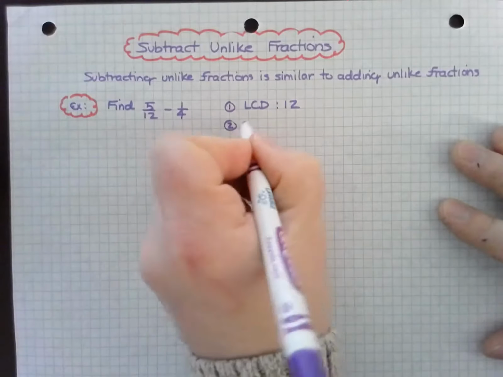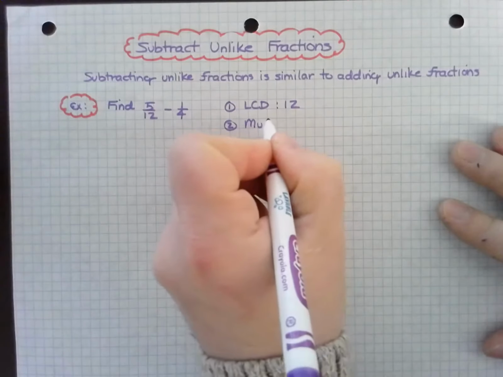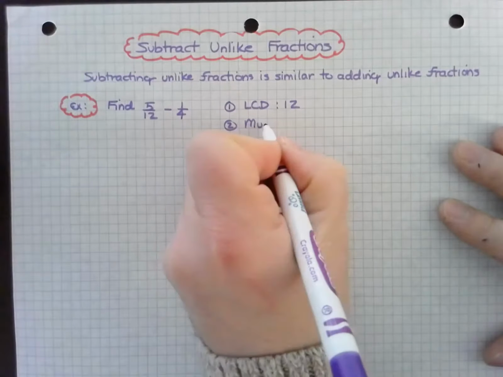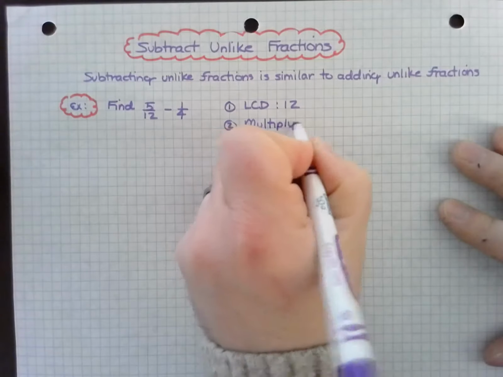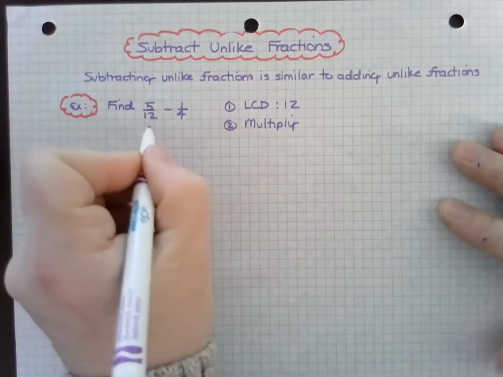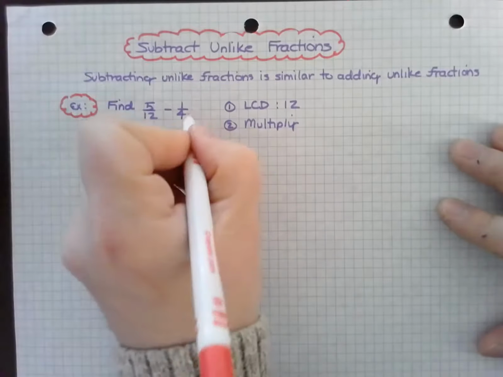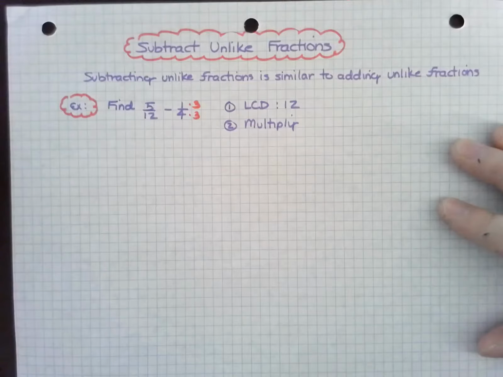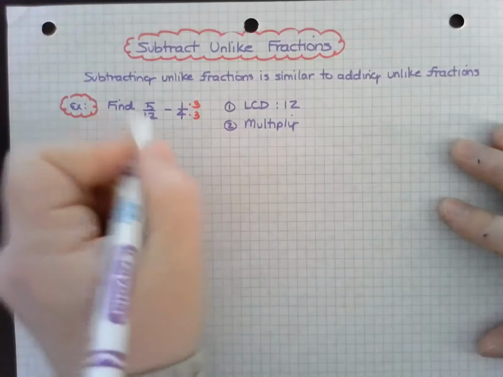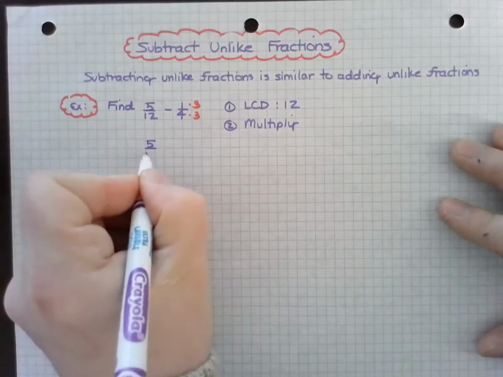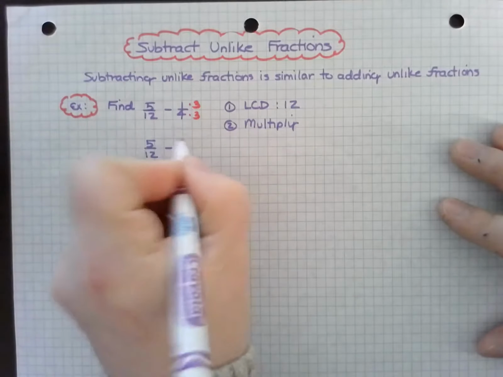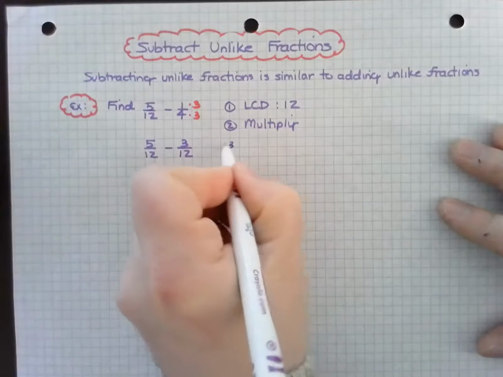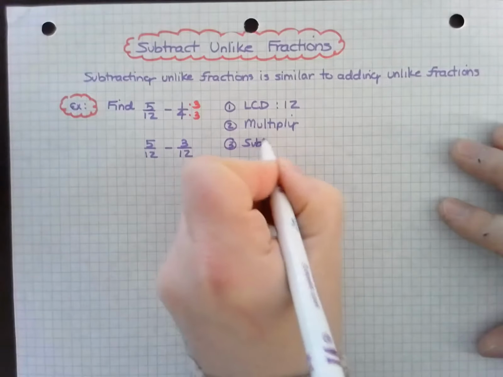The second step now is to multiply so you get the denominators to be the same least common denominator that you just found. So I'm going to take 1/4 and I'm going to multiply this by 3 to the numerator and denominator to get to 12. And now I'm going to recopy this information. I have 5/12 minus 1 times 3 is 3, and 4 times 3 is 12. They have a common denominator, and so now I can, step 3, subtract.